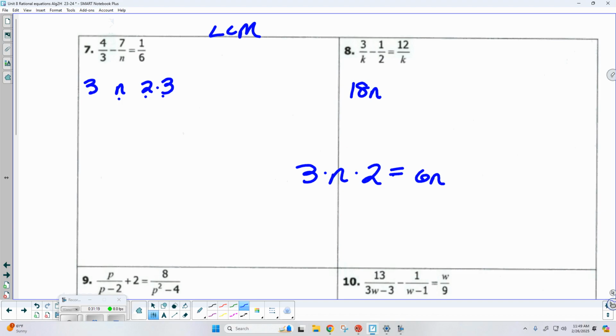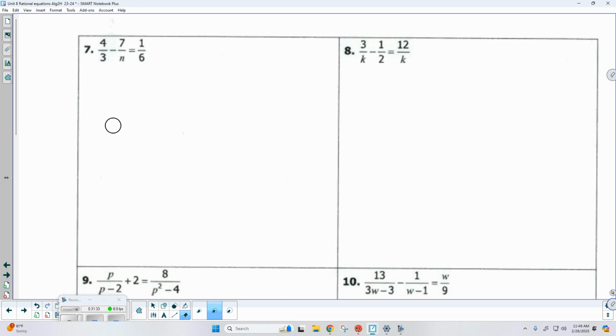But here's the thing. Even if you don't find the least common multiple, are you still going to be able to answer the question? Yeah. Okay. I'm going to actually show you this in 2 different ways. So first, let me go ahead and show this to you. If we multiply through by 6n.